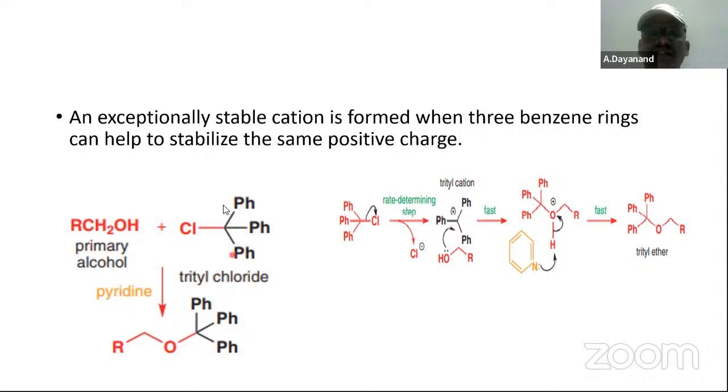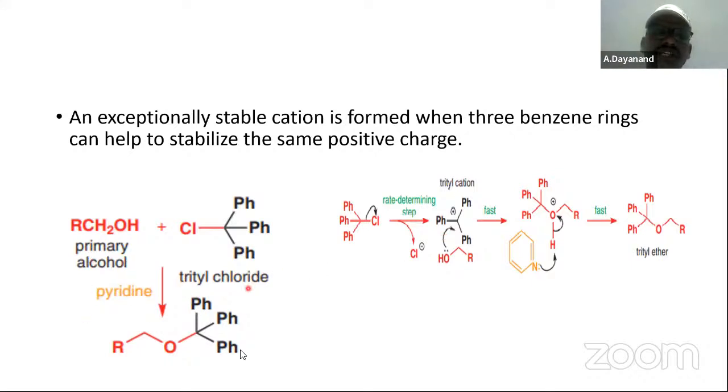Okay, there are 3 benzene rings, so it is more stabilized, and therefore it is also a trityl cation. It is called trityl chloride. The trityl cation is going to form fast, and the trityl ether is formed. ROH is going to attack and the base is going to remove this proton. Whenever you come across such cations that are more stable, there is some relation between the stability of the cations and Sn1 reactions.